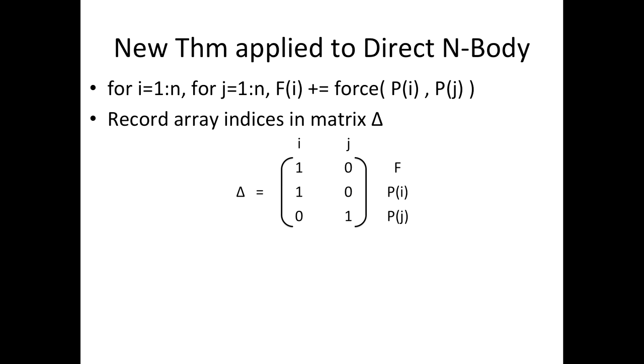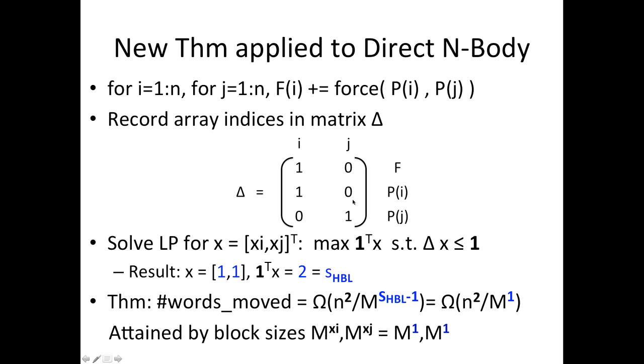Let me apply it to the direct n-body algorithm. This is even simpler. I just have 2 nested loops, and I take over i and j, and I take pairs of particles, pi and pj. I compute some arbitrary function, and I update the force on particle i. So now when I record the same information, it's the same matrix. There's 1 row for every array, pi, pj, and f. Those have different subscripts, so they get different rows. There's 2 columns for index i and index j, and I have 1s and 0s. And I solve exactly the same linear program that I did before.